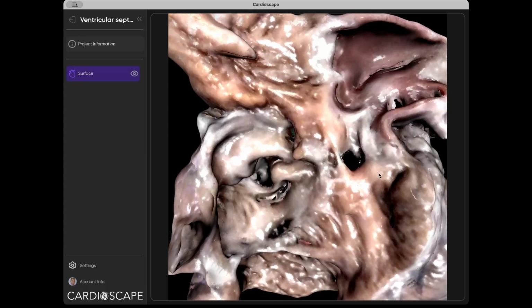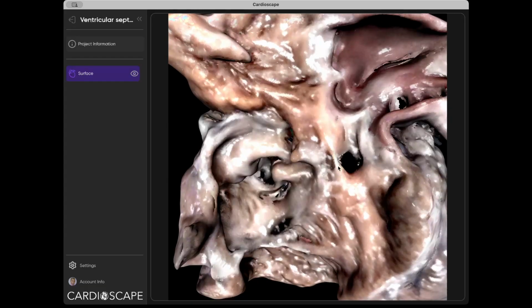And you'll see from the specimen video as well, but you can see that there is a fibrous postero-inferior rim to this outlet ventricular septal defect here. So once again, the postero-inferior border of this ventricular septal defect is in fact fibrous.